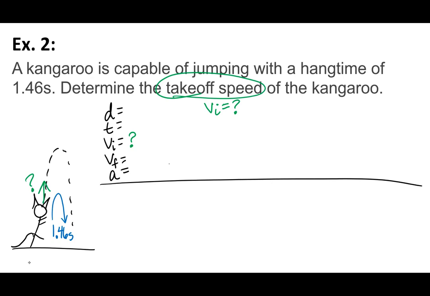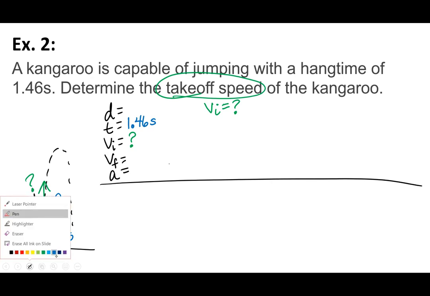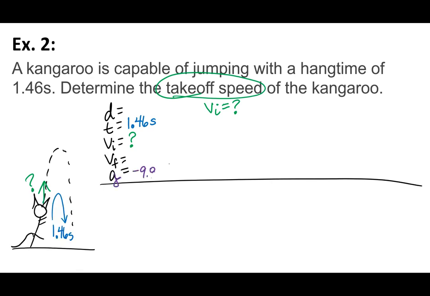We know time. Time is 1.46 seconds. We always know the acceleration. That's due to gravity of negative 9.8 meters per second squared. Now we have to figure out how we want to end this. Do we want to end it at the top, where we have a 0? Why don't we try that first this time. So let's end this problem up here where we know there's a 0. Now, remember this 1.46 seconds is up and down. We have to divide this by 2. And so then we get 0.73 seconds for it to go just up. So not looking for D.